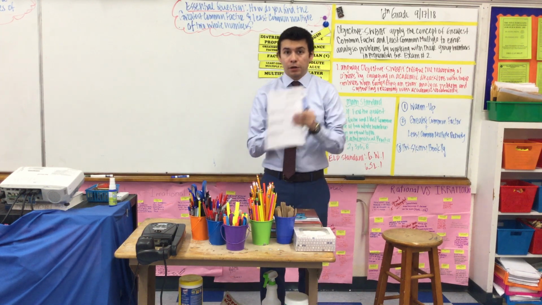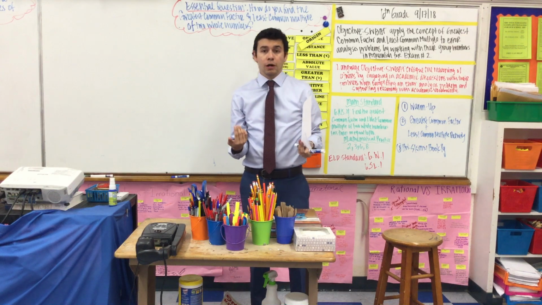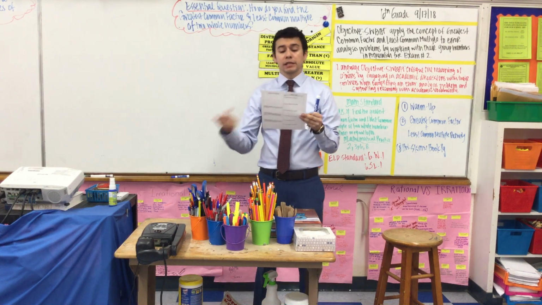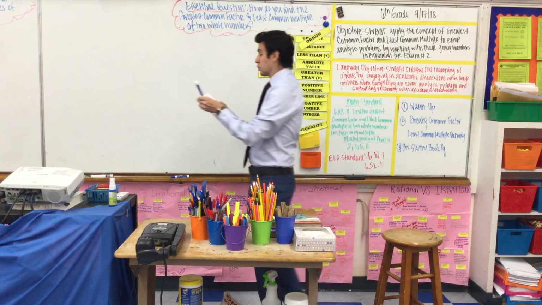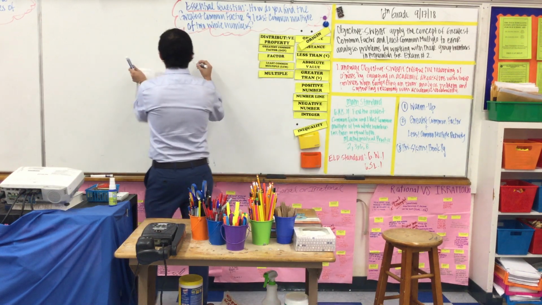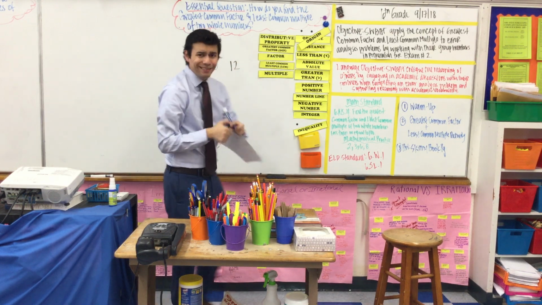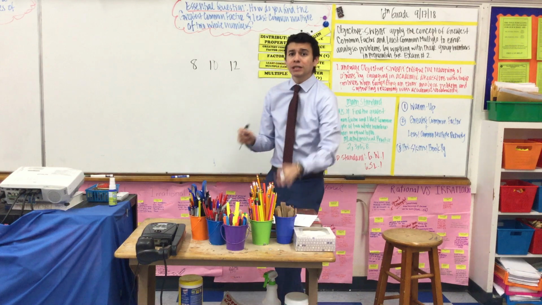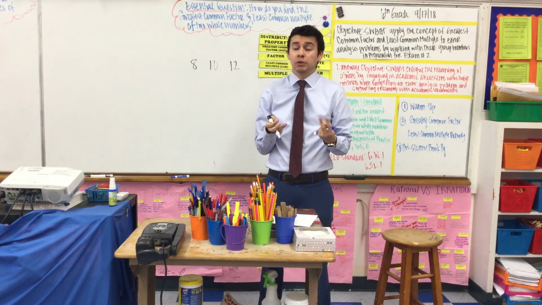So here we go. On your worksheet, you should have the problems listed right here. Follow along and copy all the work that you'll see. Let's get started. The first one is, let's find the least common multiple between 8, 10, and 12. You start off the same. The process is identical to how to figure out the least common multiple between two numbers.